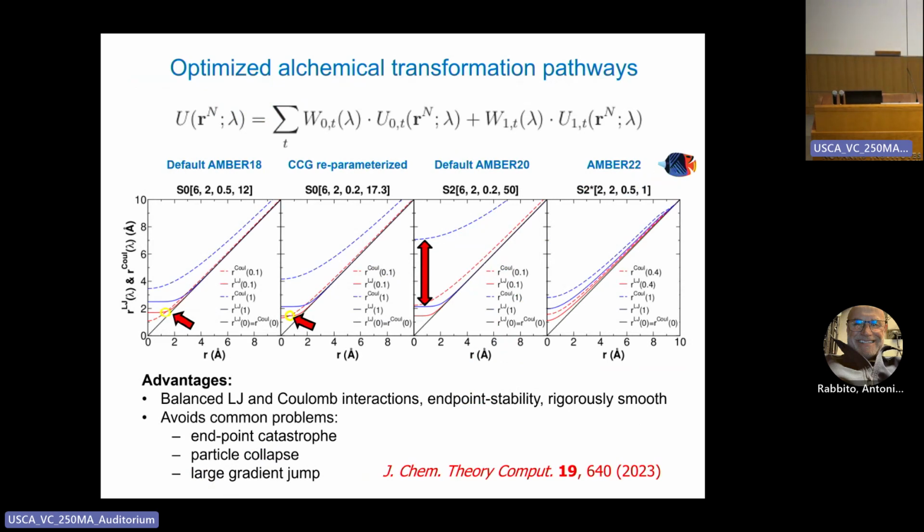Another way of describing this, and one of the things I'll say is these common problems that you see are things like endpoint catastrophes. We've known that for a long time. Particle collapse, and something called large gradient jump, which is the sensitivity of the soft core potential to changes in the softening parameters.